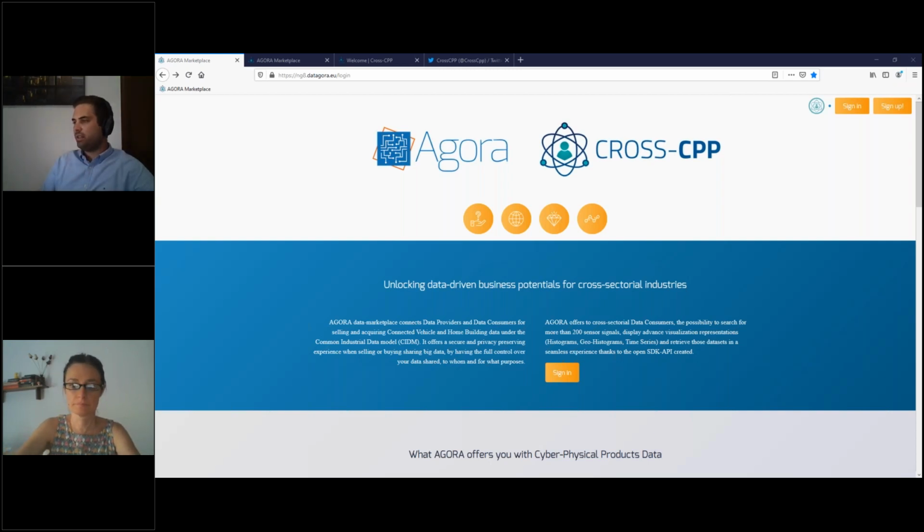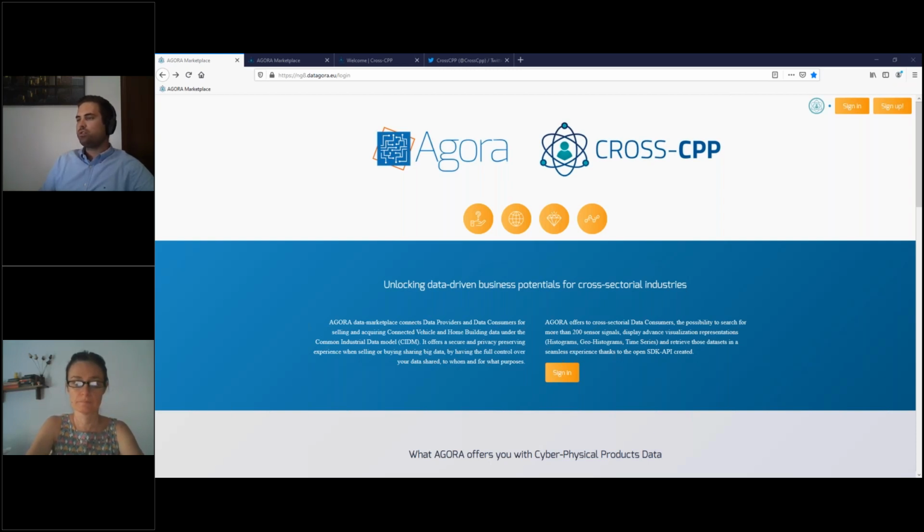Then we can exchange data, and we will show how the data is collected and how you can see it in the front end of the application. And finally, you can develop new products and services based on these insights gained from the data collected from these cross-sectorial CPPs. This is the data journey that we will follow.